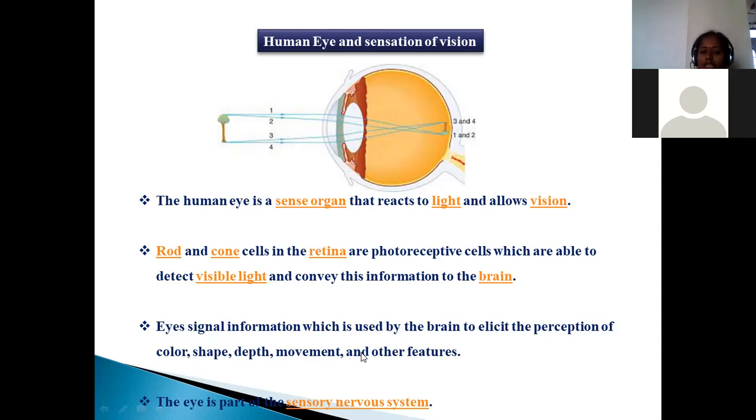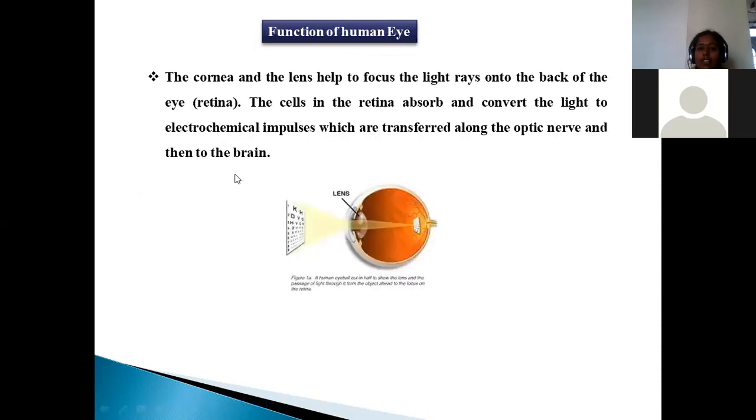What is the shape of the substance? What is the size of the substance? How deep is it? And what is the movement? And other features are also captured by using the human eye. It is a part of the sensory nervous system. The human eye is able to see because it captures the objects in the visible region, right?